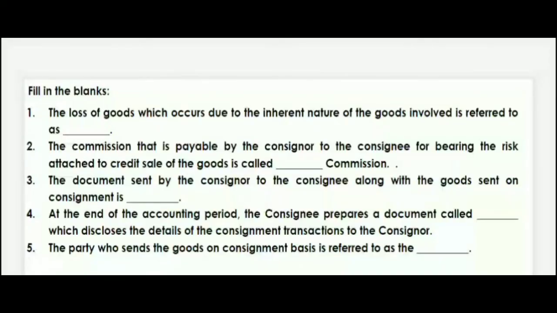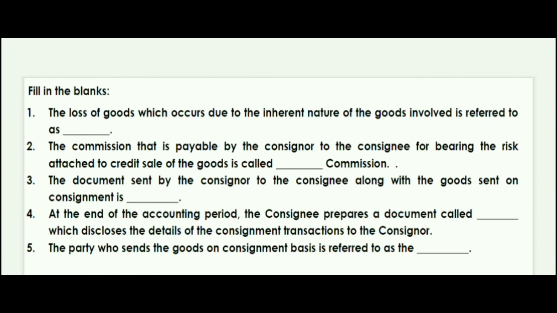So guys, next question is fill in the blanks. The first question is, the loss of goods which occurs due to inherent nature of goods involved is referred to as what? Repeat the question. The loss of goods which occurred due to inherent nature of the goods involved is referred to as normal loss. Second is, the commission that is payable by the consignor to the consignee for bearing the risk attached to the credit sale of the goods is called del creditor commission. I repeat the question. The commission that is payable by the consignor to the consignee for bearing the risk attached to credit sale of goods is called del creditor commission.